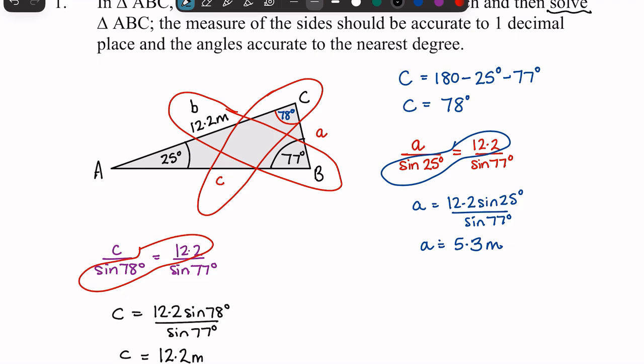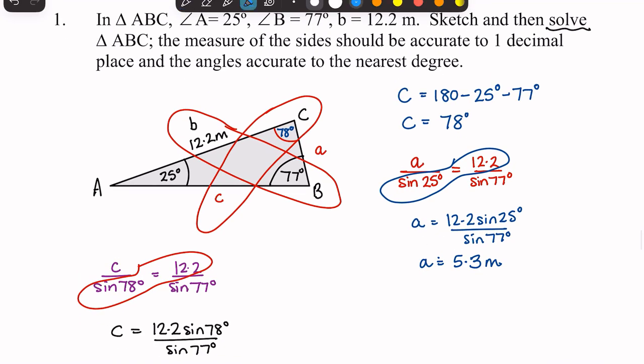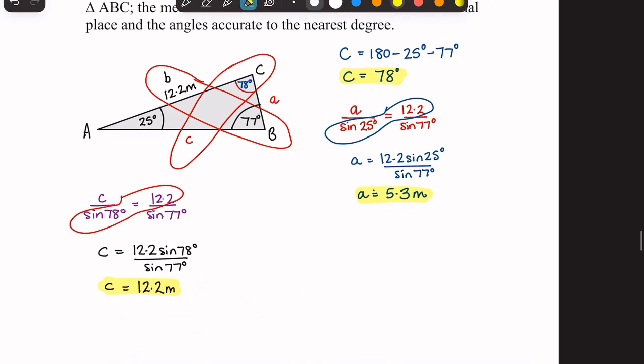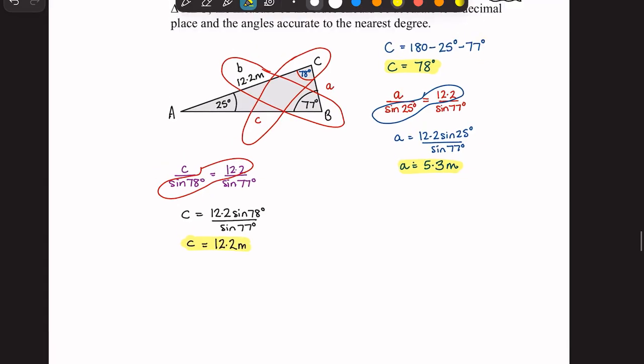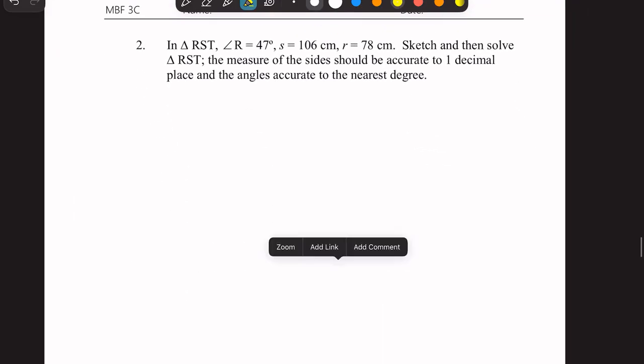And that is a triangle solved. I'd like you to highlight your answers when you do this on a quiz or a test so that I can immediately have my eyes on your final answers, which will give me a good indication that everything else is fine. Okay, let's do another one.